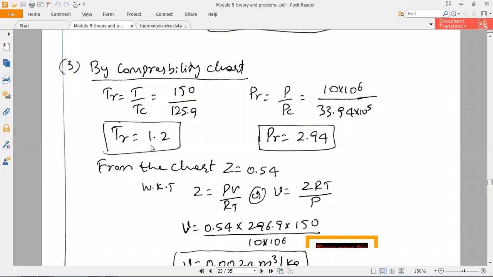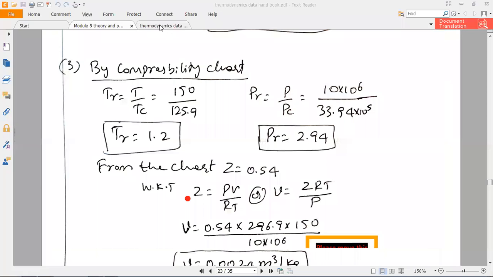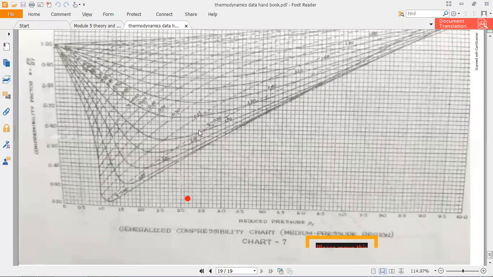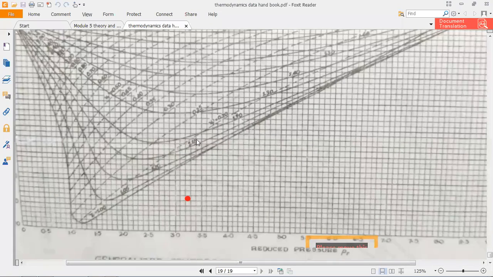Now, what are our TR and PR? The TR is 1.2. PR is 2.94, which is almost nearer to 3. Now mark the points. Pressure 2.94 is almost near to 3. So here is the PR, and the TR is, see here.